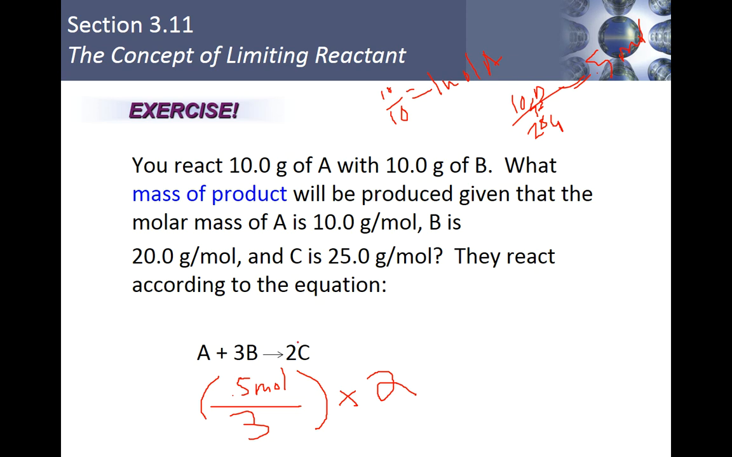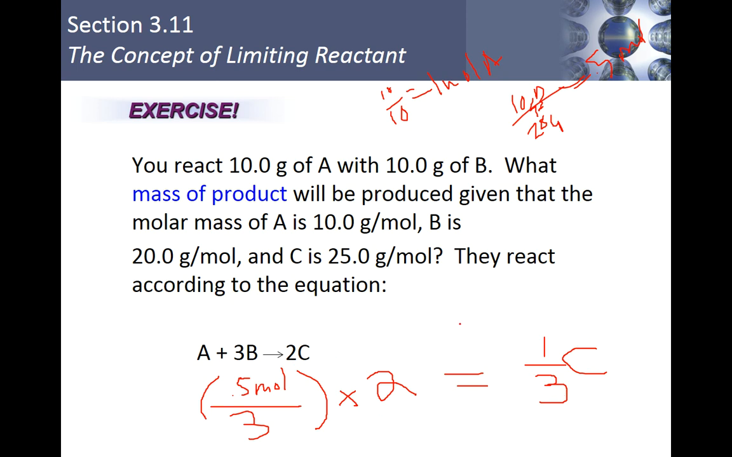Instead of it being 2, it's going to be 2 times whatever this new percentage was. And in doing so, we're going to get an answer. So the answer is 0.5 divided by 3 times 2. It becomes about 1/3. So we produced about 1/3 the amount of C. We have only 1/3 of C now.